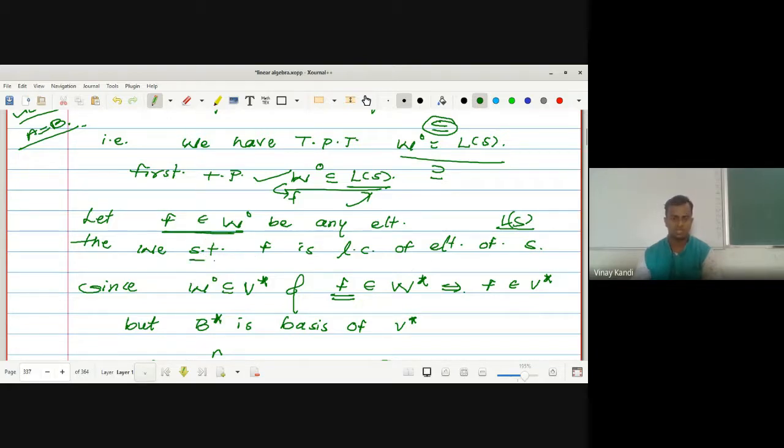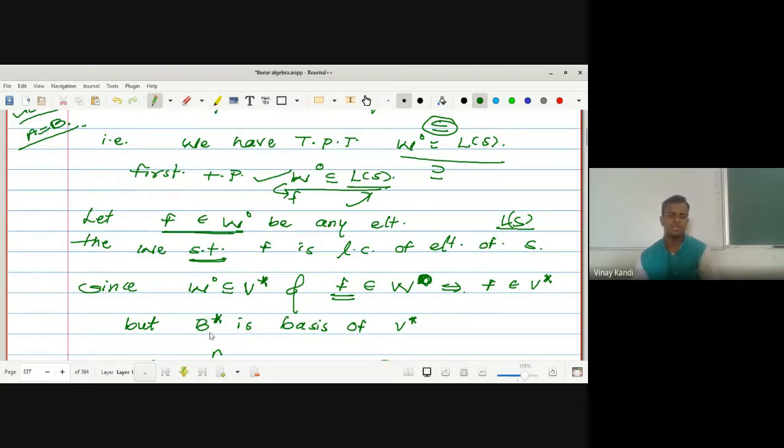Okay, we still have to prove this. Now, annihilator of W is a subspace of V star, and F belongs to it. Sorry, annihilator of W. That means it belongs to V star. But what is V star? The collection of all the functionals.